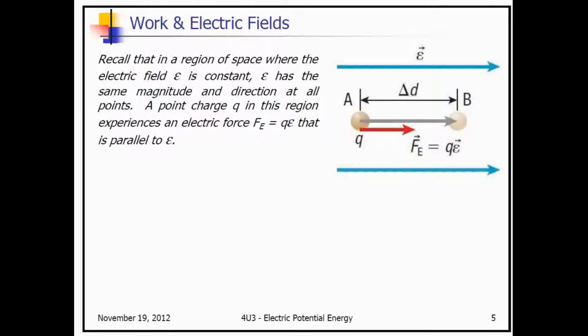And actually, I should point out as well, the electric force, Fe, is equal to Q times epsilon. I've said this earlier, but you can think of it the same as F equals ma, where m is the Q. So instead of mass with gravity, we have charge, which is Q, and epsilon is the a, the acceleration. So instead of the acceleration, we have the epsilon.